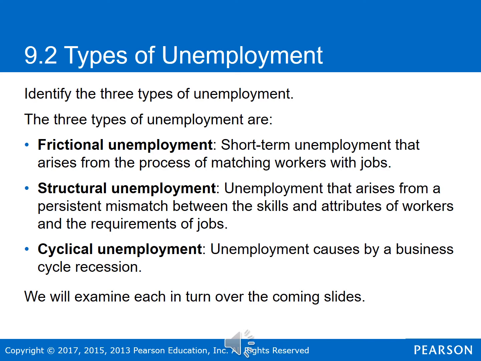Next is structural unemployment. This is unemployment that arises from a persistent mismatch between the skills and attributes of workers and the requirements of jobs. So maybe there's jobs out there that have requirements, that they need skills that there's not a lot of potential employees that have. Or maybe there's employees that have skills in a particular industry that's not very much needed anymore. So now they're finding difficulty finding jobs outside of that. And finally, there's cyclical unemployment. Cyclical unemployment is unemployment that's caused by a business cycle recession. Now, over the next several slides, we're going to look at each of these in turn.